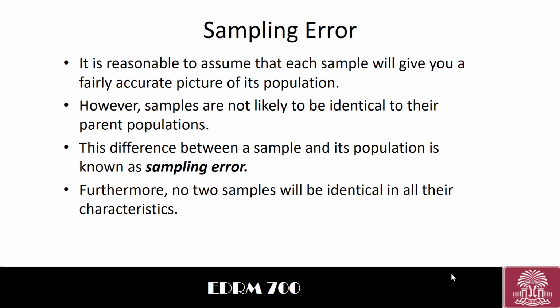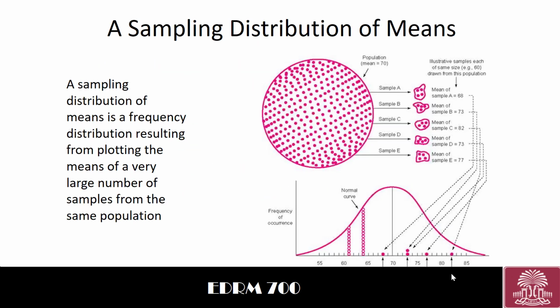It is reasonable to assume that each sample will give you a fairly accurate picture of its population. However, samples are not entirely identical to the parent population. The difference between sample and population is what is known as sampling error. If you take samples from the same population, we could seldom obtain two samples with the same characteristics. This graph nicely addresses the concept of sampling error.